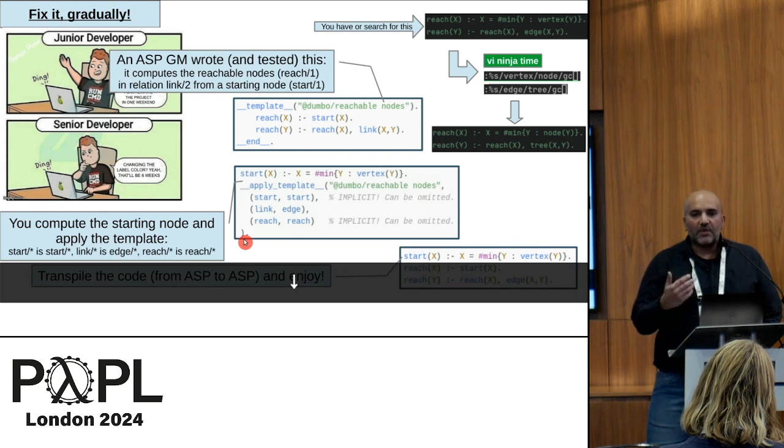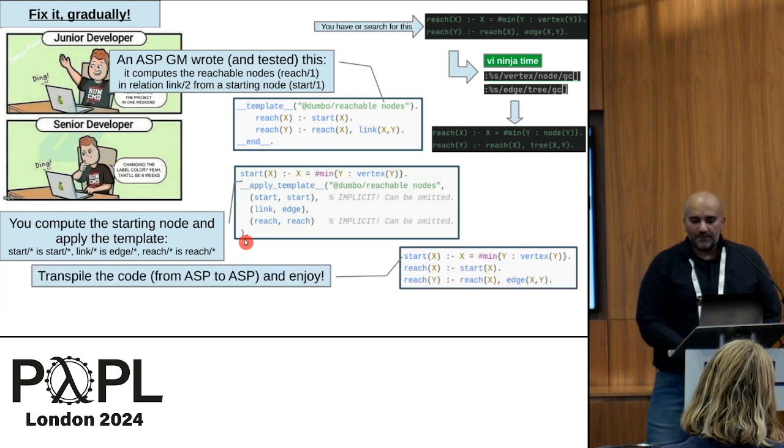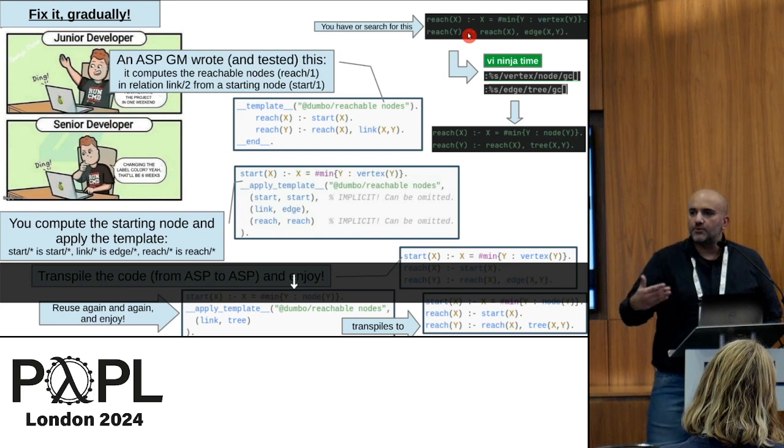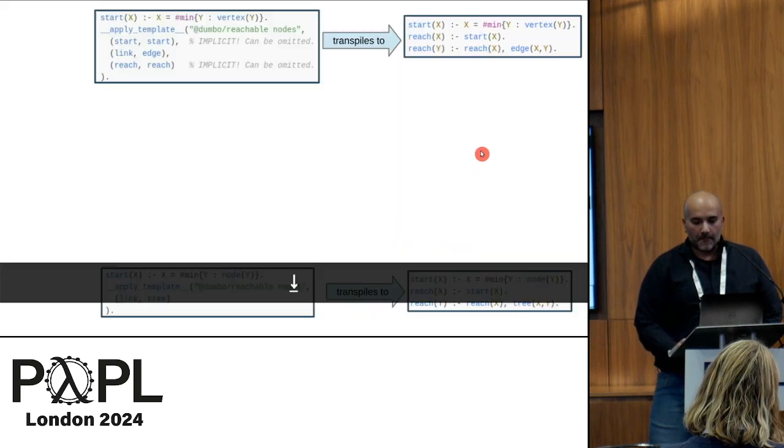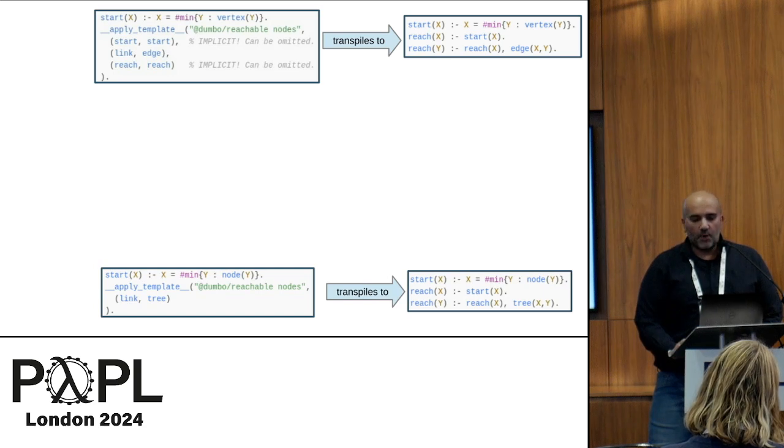You do a transpilation from ASP to ASP, and you end up with a program that is essentially the first one. But now you can reuse. If you want to obtain this program, you compute the start node, and then you apply the template and say that you want the reachable nodes from this starting node in the relation 3. You transpile and obtain essentially this program. Okay, so we are at this point. We are already reusing code from other people.